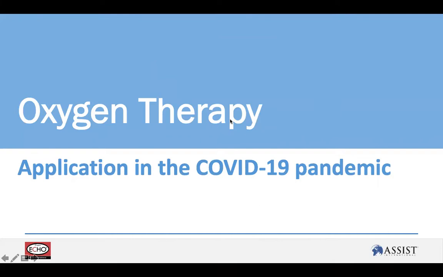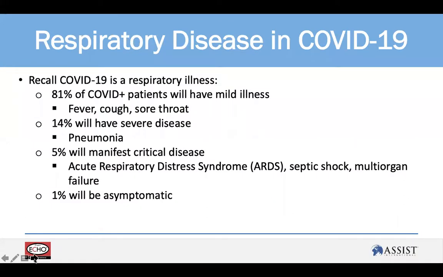I'll begin just reviewing oxygen therapy as we can find it applied to the COVID-19 pandemic. As we can recall from session number one, COVID-19 is a respiratory illness. 81% of COVID-19 positive patients will present with mild illness. This can subjectively and objectively present as fever, cough, and sore throat. 14% will present with severe disease, which we see as the clinical cases of pneumonia, and 5% will present with critical disease, seen as acute respiratory distress syndrome, septic shock, or multi-organ failure, while we have found there to be about a 1% chance of cases presenting asymptomatically.